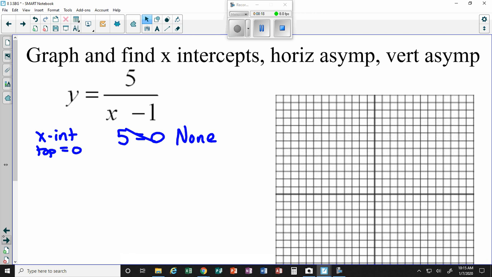So now go ahead and do the rest of it. Find the vertical asymptote. Find the horizontal asymptote. Sketch the graph. Work with your group. Talk to each other. Help each other. So let's review what we did yesterday.